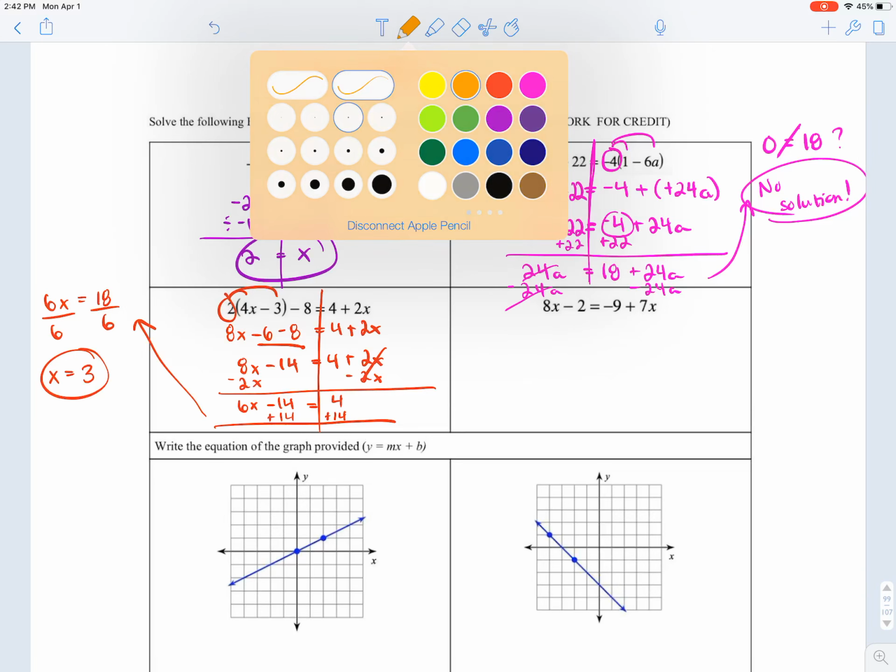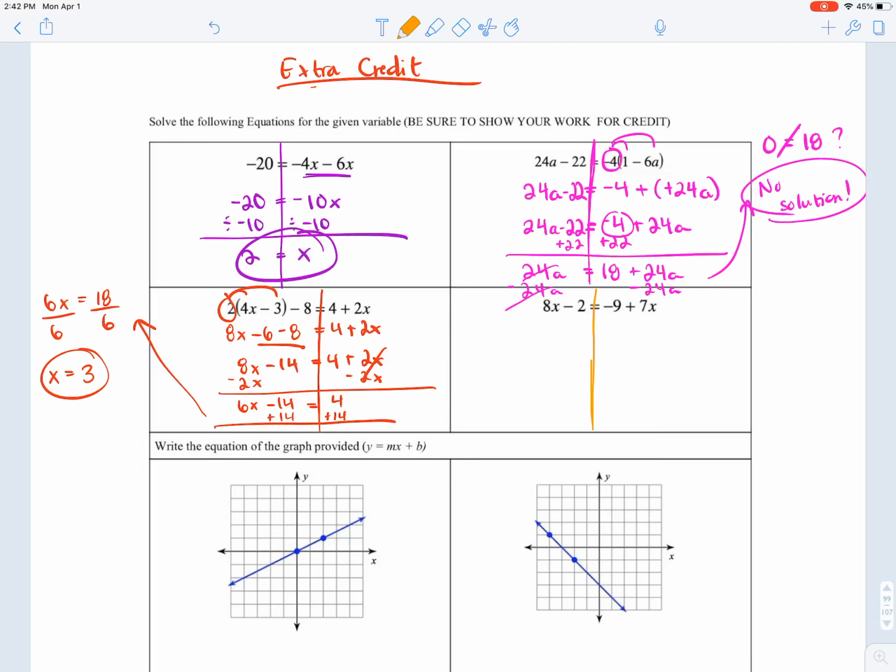Okay, last equation problem. Drawing a line down the equal sign. All right, remember, get your variables to one side. So I'm going to subtract 7x. I like subtracting or adding the smaller amount of x's because then I don't have to deal with negative x's. So I subtract 7x from both sides.